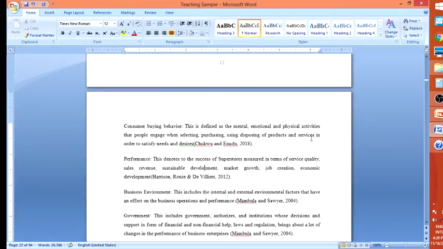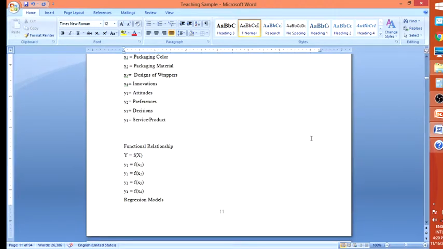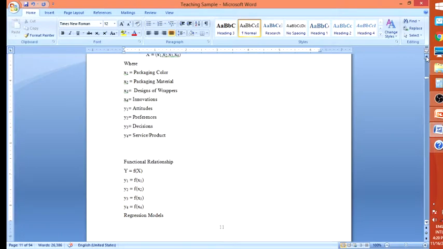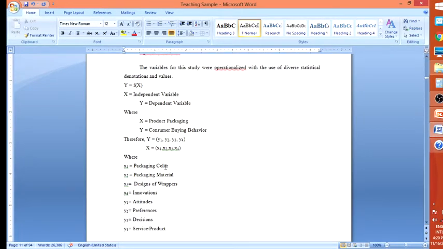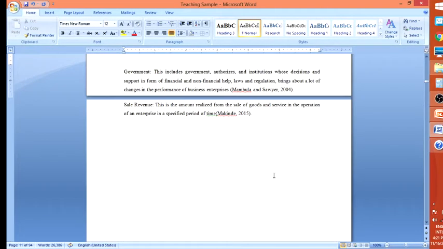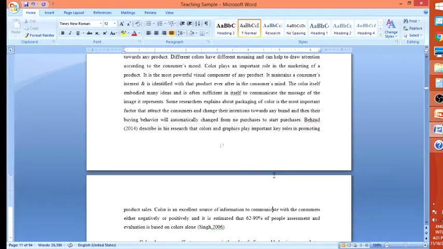Now, this consumer buying behavior had different variables as its process in our operationalization of variables. I'm trying to go back to the operationalization of variable. Okay, good. So under operationalization of variable, we said Y is consumer buying behavior. Under Y1 to Y4, we had attitude, preference, decision, sales, product. Those are also to be discussed after we've discussed consumer buying behavior.